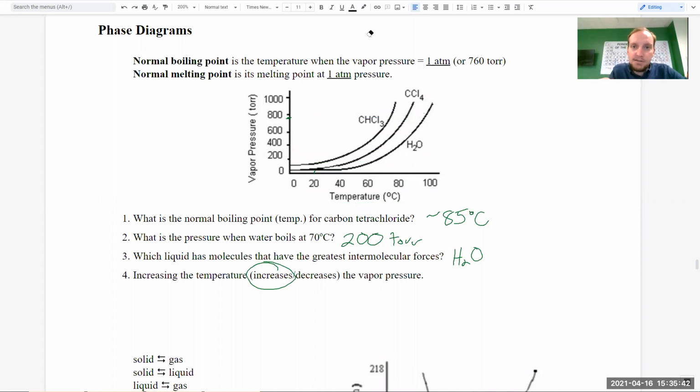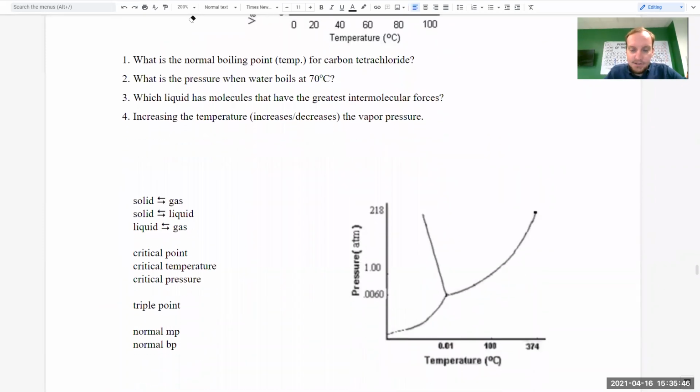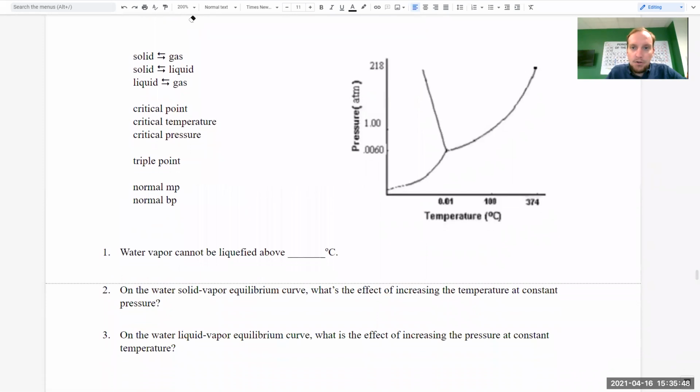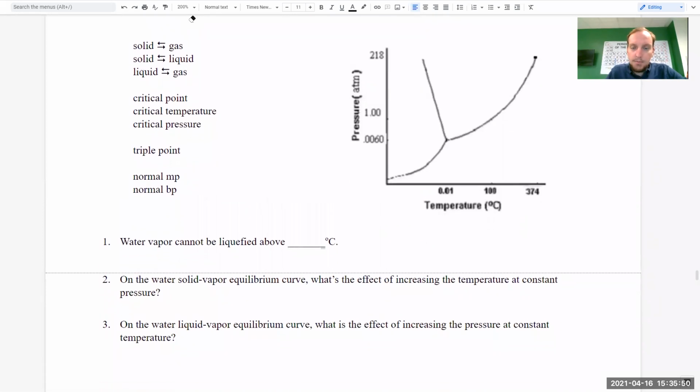So let's go ahead and take this a little step further, and let's try an actual phase diagram. Sometimes this is called the triple point curve because there's something called a triple point. So what we have here, guys, is 3 states of matter on this graph.